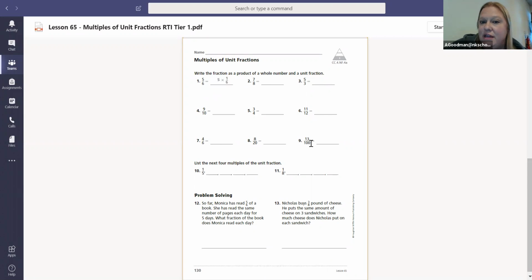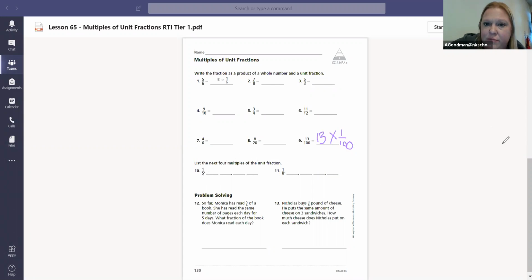13 hundredths is the same as multiplying 13 times 1/100th. We haven't really done hundredths yet, so sorry, 100 is hard. All right, the next 4 multiples of the unit fraction, you got that. 1/5, 2/5, 3/5, 4/5, 5/5, you got that.